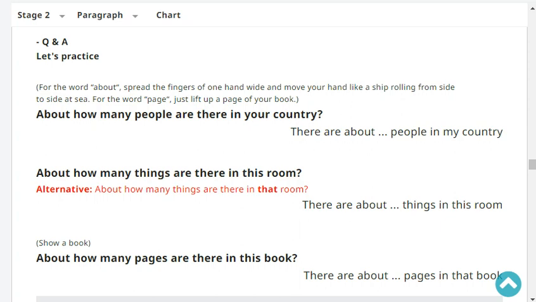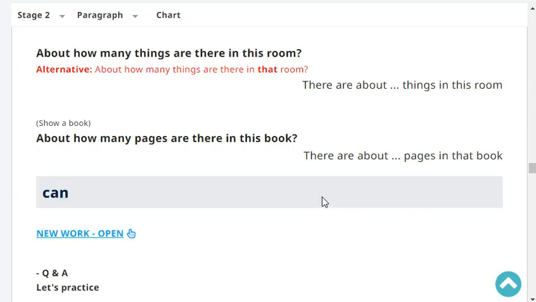About how many things are there in this room? There are about 10 things in that room. Very good. About how many pages are there in this book? There are about 100 pages in that book. Very good. Okay, next.